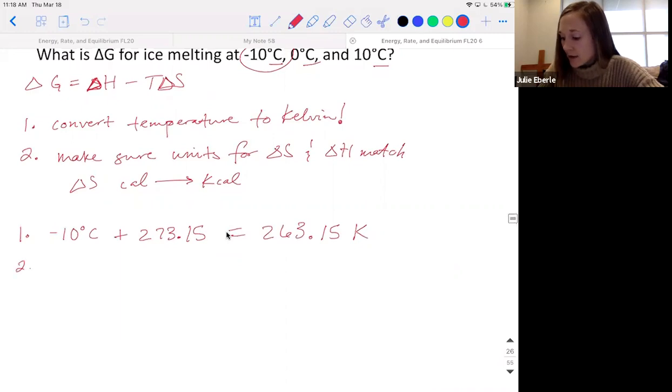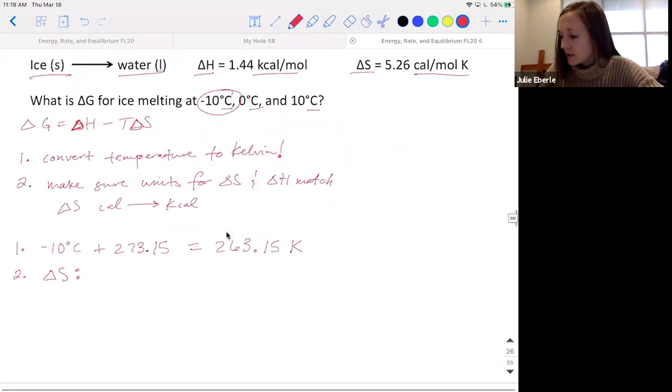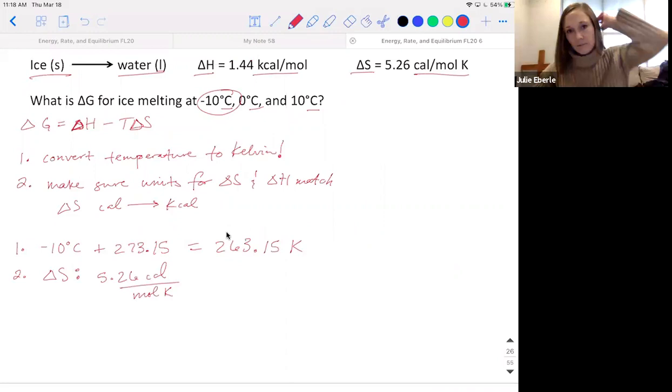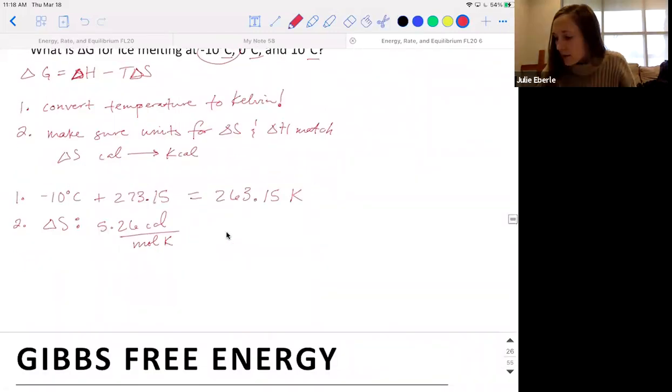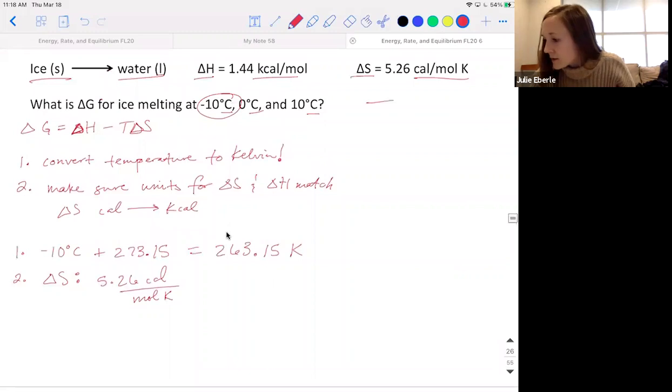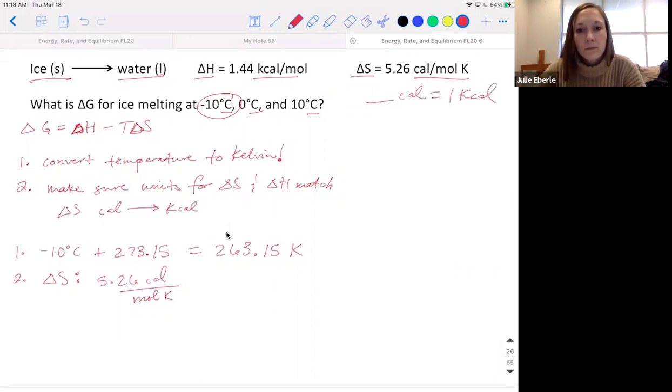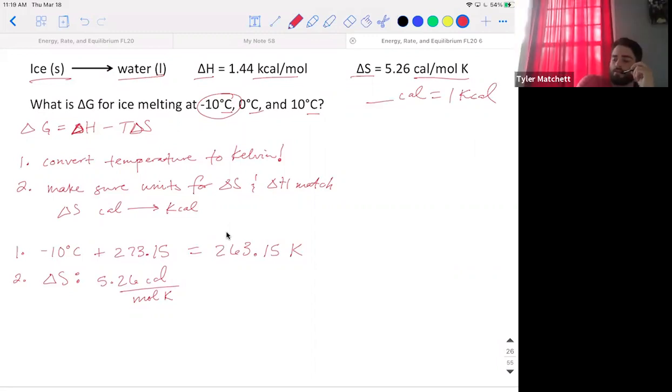Secondly, let's convert our delta S. What is our delta S? It is 5.26 calories per mole Kelvin. So how do we convert calories to kcals? How many calories are in a kcal? I'm going to write this up here. How many calories in 1 kcal? You guys remember? Thousand. Yep, thank you, Keyshawn said it too.